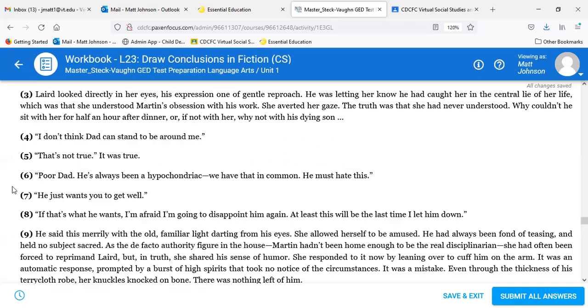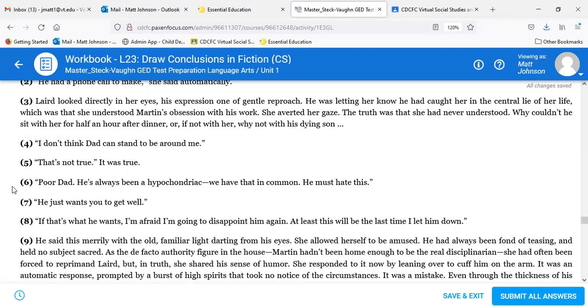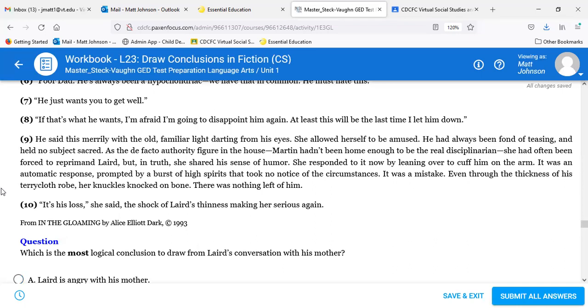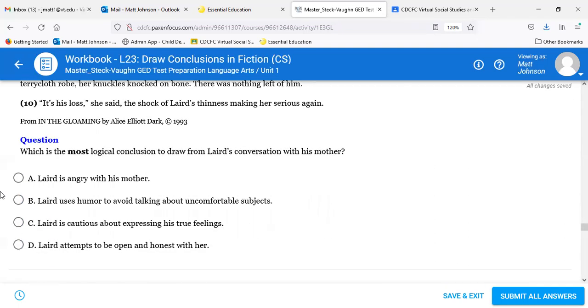So now we definitely see that Laird is ill and he's basically wasting away. And she touches him, she basically can feel his bones under his robe. And they're talking about the absence of his father during this illness and his failing health. So for number 11, Etta, you want to read question 11 for us?